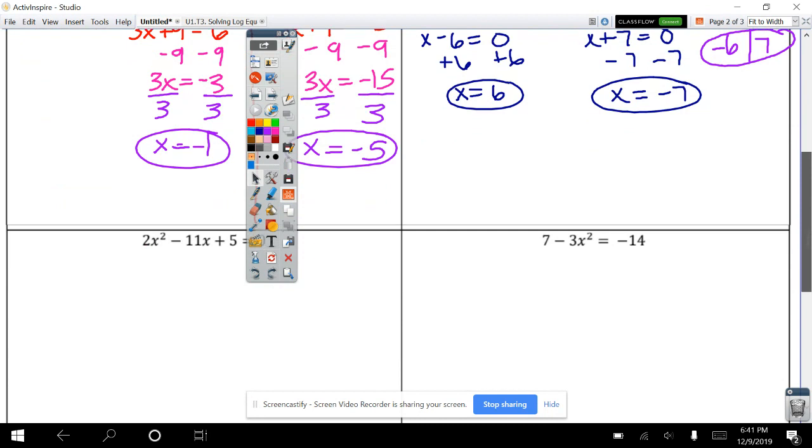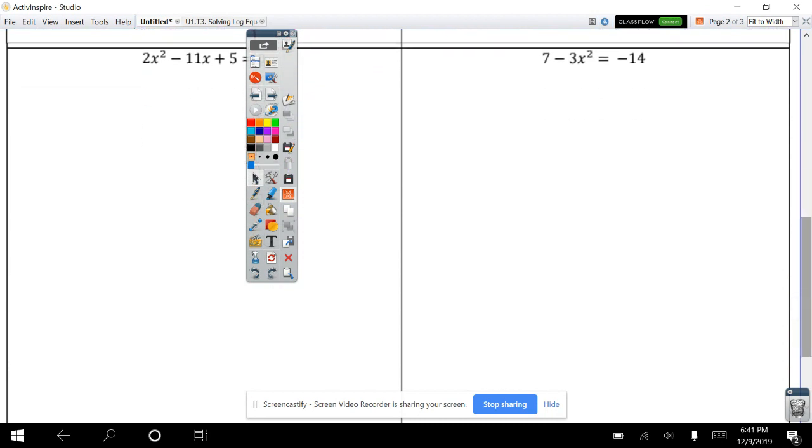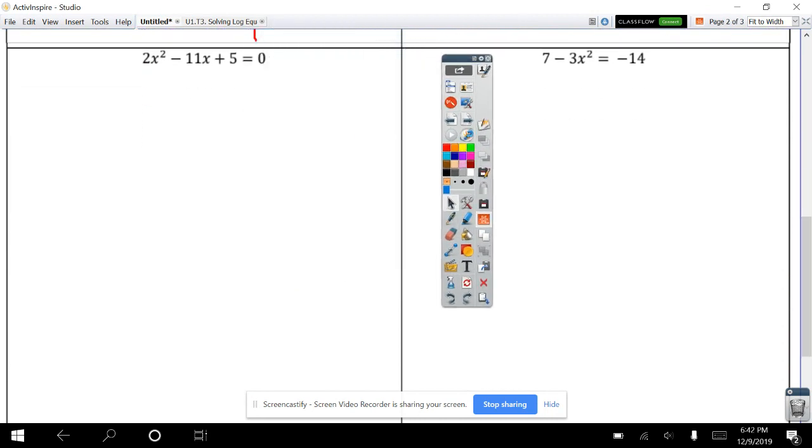All right, let's go on to 2x squared minus 11x plus 5 equals 0. I first need to think, can I use square root method here? Well, I see that I've got x's in 2 spots, so I can't use square root. So I'm definitely going to want to use factoring. And I see that I have a coefficient of 2 with x squared. So I can't use the factoring method I just used. I'm going to have to think about using box method.